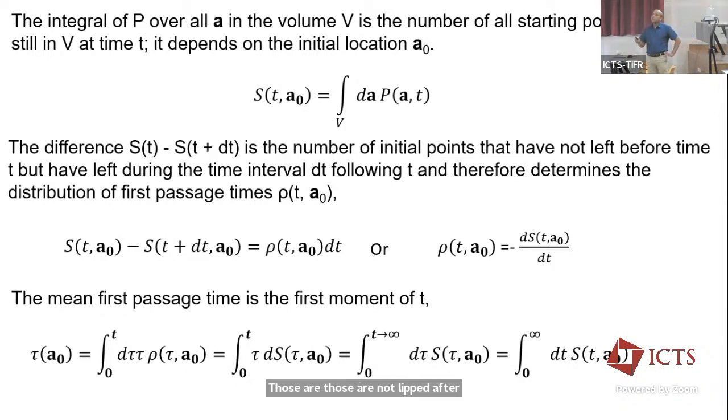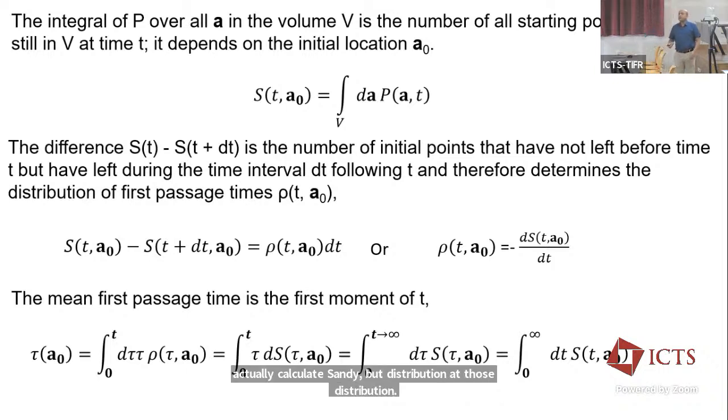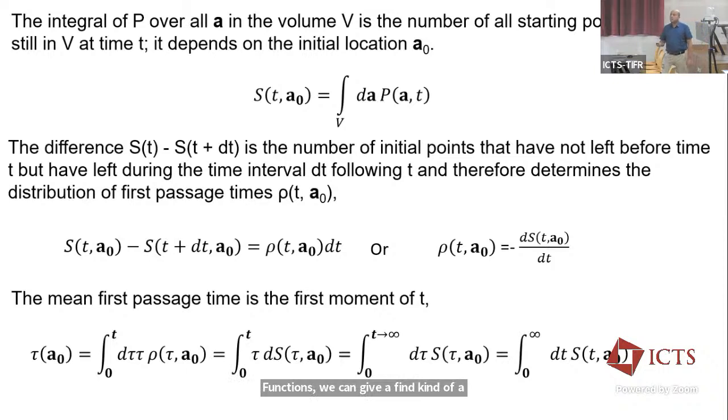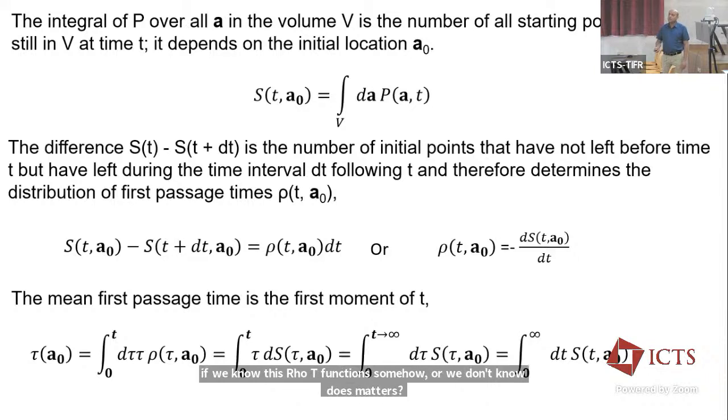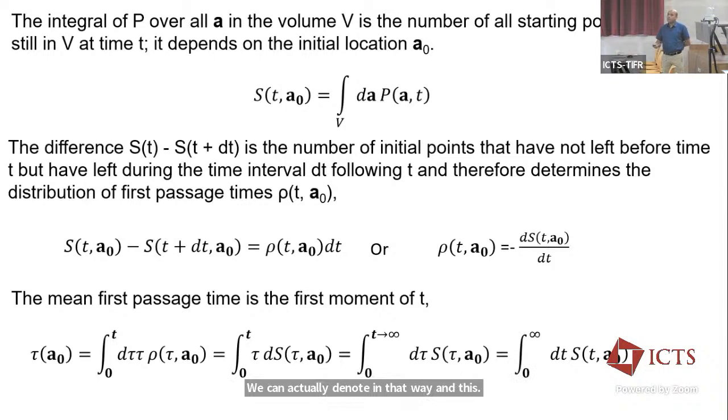So if we know those kind of numbers, we can actually calculate a distribution, and we can give this distribution function a symbol like rho. So if we know this rho(t) function somehow, or we don't know, it doesn't matter, we can denote it in that way. And the total number of particles that are not left will be rho(t) multiplied by dt.